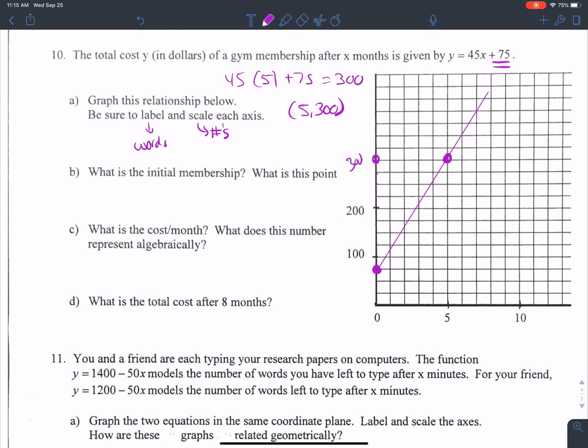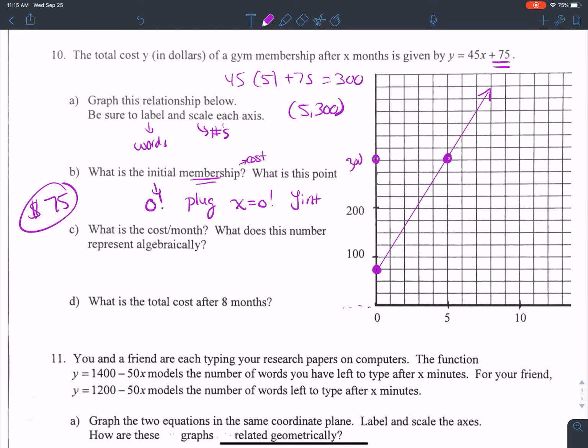Notice how I didn't extend into the negative x values because that doesn't make any sense. So initial is always associated with 0, and the membership is associating with the y values, right? What's the initial membership? And I think here it should probably say cost. So we plug in x is equal to 0. So if we plug in x equal to 0, that's just the y-intercept. So the answer there is $75.